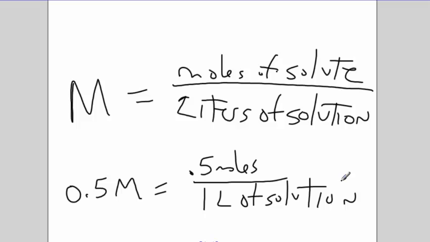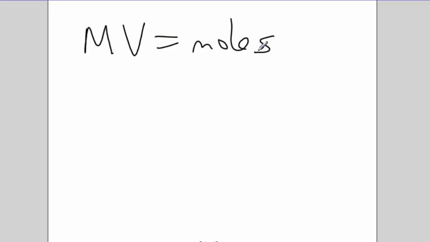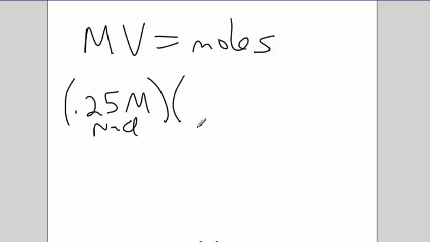Now, the important thing for our purposes is math with molarity. The most important thing to remember is molarity times volume equals moles. And of course, moles leads us into stoichiometry, and as we know, everything is stoichiometry. So molarity times volume gives you moles. Always true.